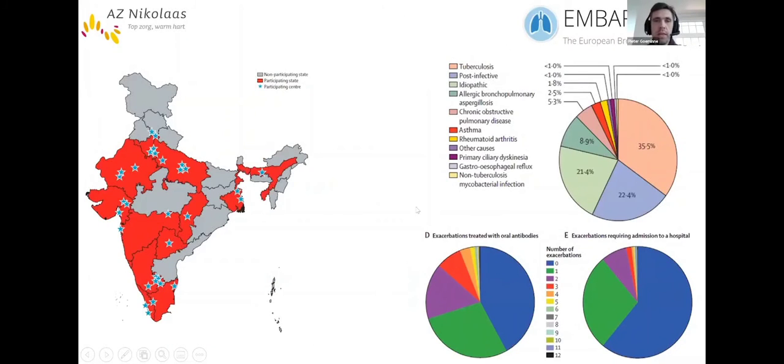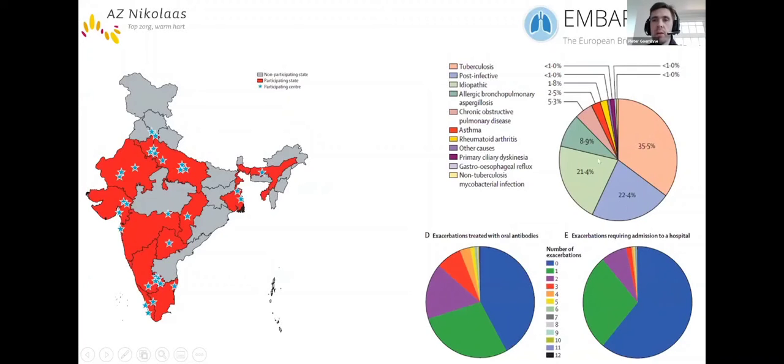If we look at the Indian EMBARC database, which is also a very large database, we see that there's a difference in etiology. They have a very large group of post-tuberculosis bronchiectasis because tuberculosis is more prevalent in India. They also have idiopathic and post-infective causes, which include other reasons, for example pneumonia.